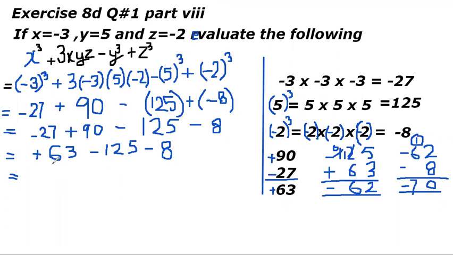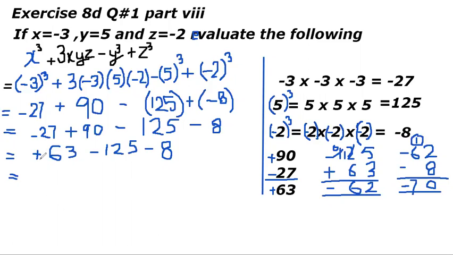This positive 63. When we solve positive 27, negative 27 and positive 90, it will give us positive 63, because the positive signs are more than the negative signs. That's why our answer will be positive. Our answer will be positive 63.